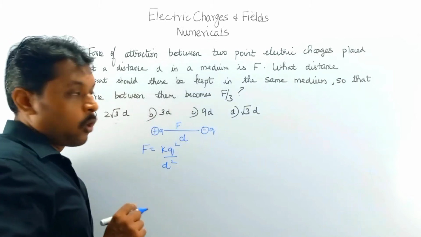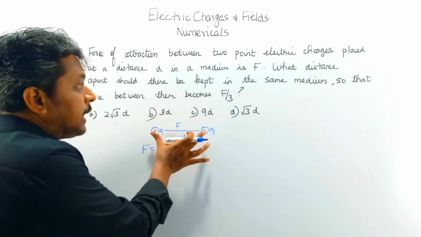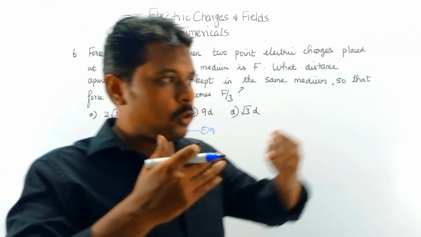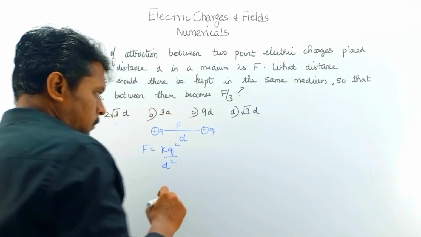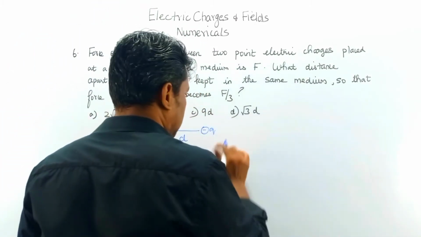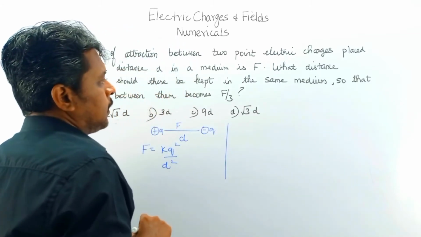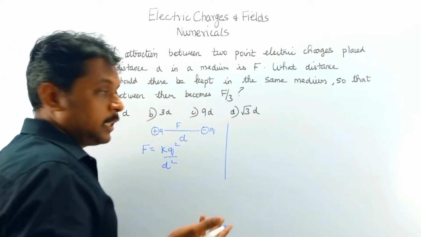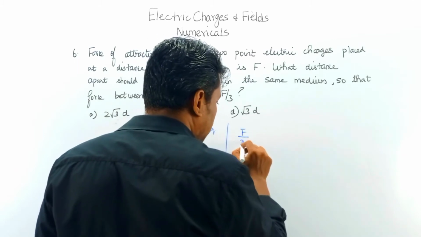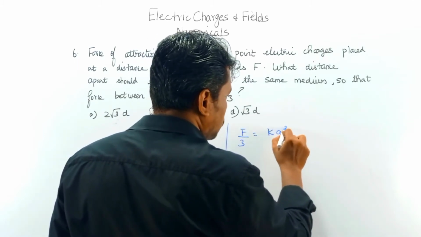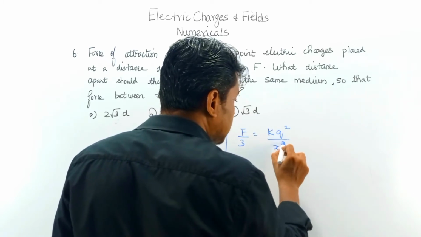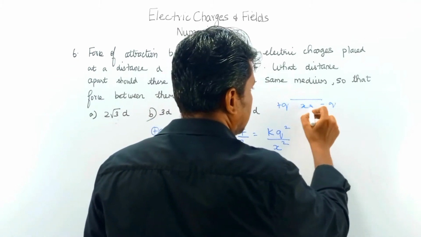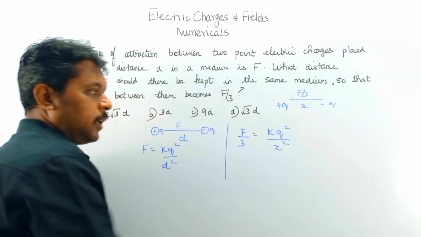Now the question is, what distance apart should these be kept in the same medium so that the force between them becomes F by 3? So if the force becomes F by 3, let us keep the new distance as x. So this is the condition.